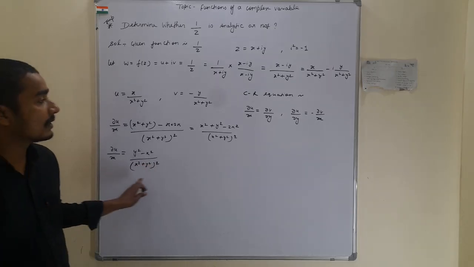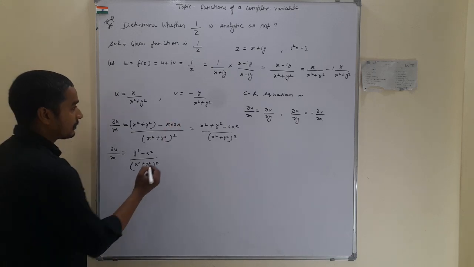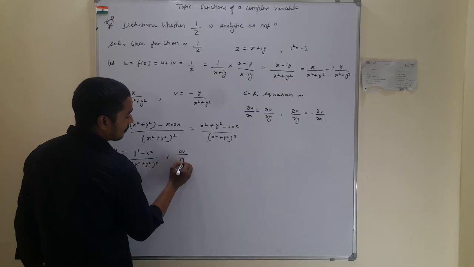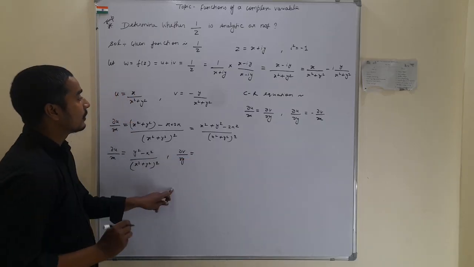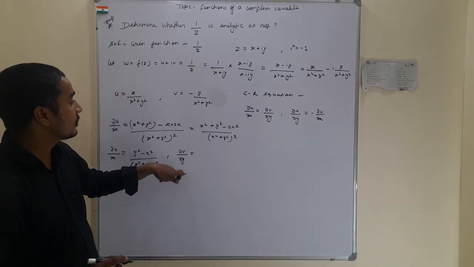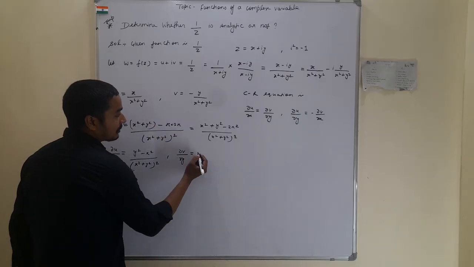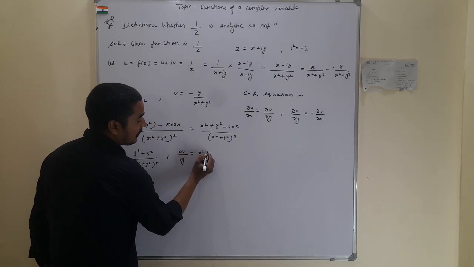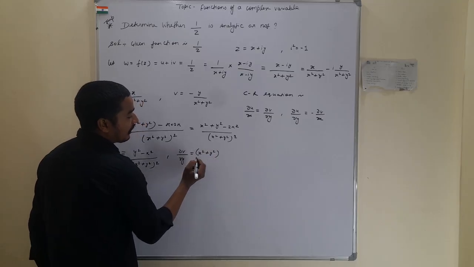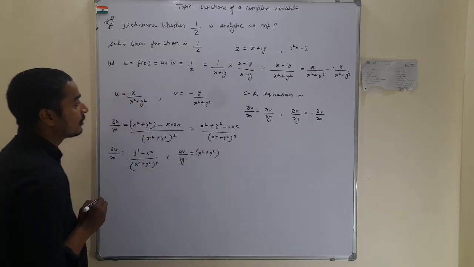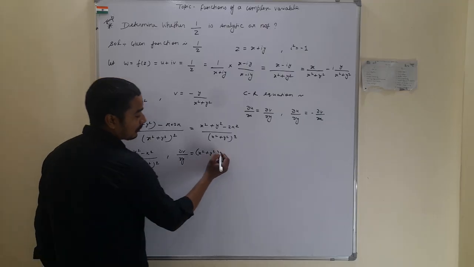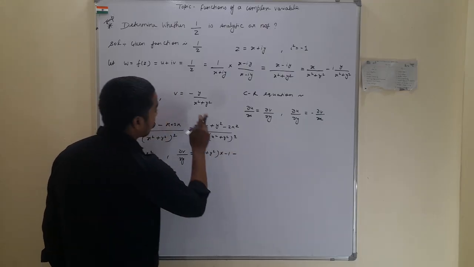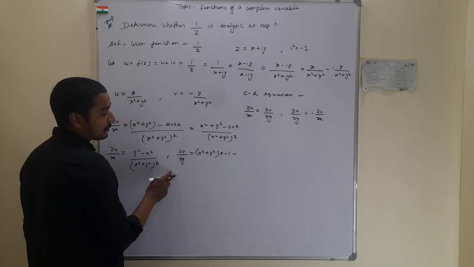Similarly, we have to find here del u upon del y. First we have to find del v upon del y. The value of v, differentiating with respect to y here, this gives x square plus y square as the first function, and the second function is minus y. Differentiating minus y with respect to y, this gives minus 1. Here is minus, and again differentiating x square plus y square with respect to y.